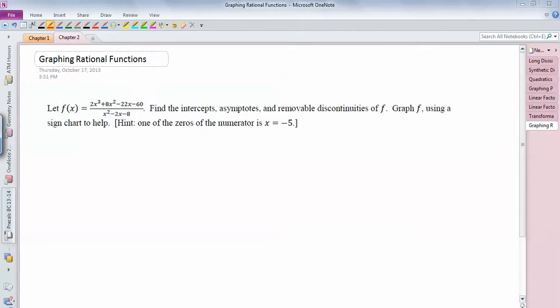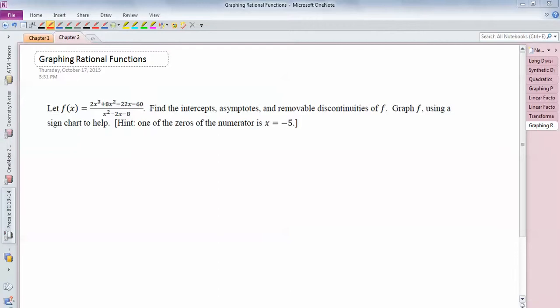This is a graphing rational functions problem, and it was the lesson that was done Thursday, October 17th. So if you're absent, this would make a good video to watch.